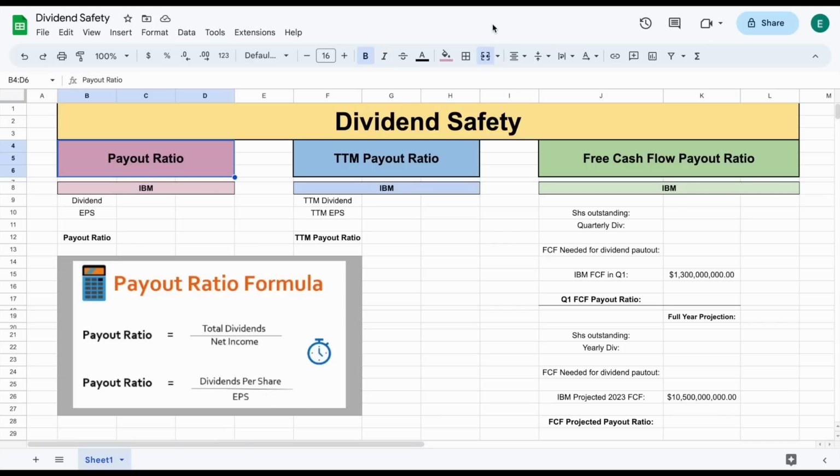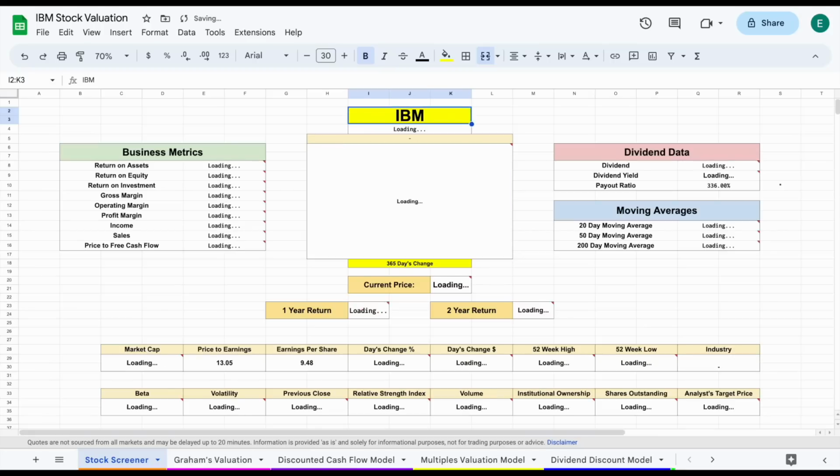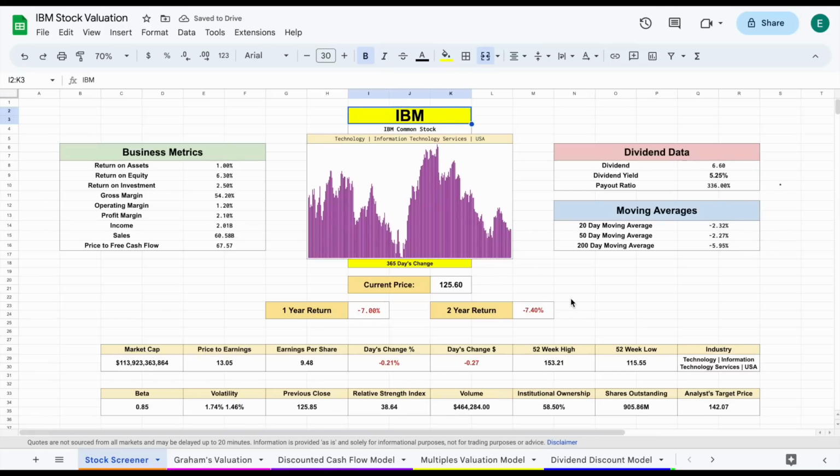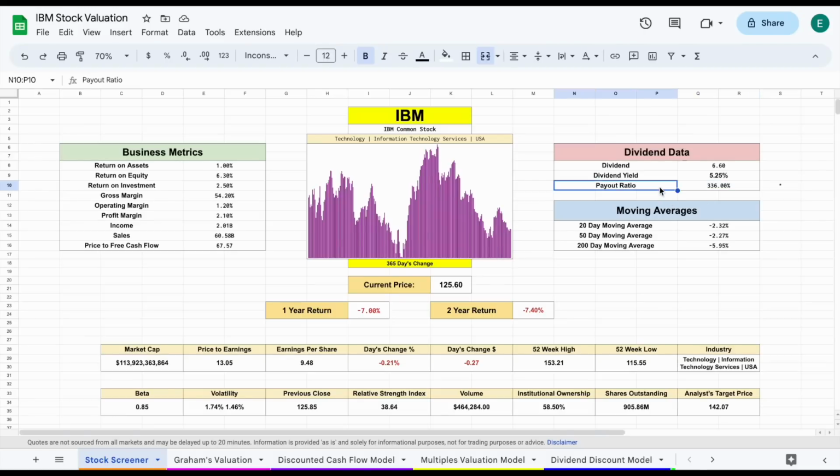So let's go ahead and look at an example. We'll jump into my stock valuation spreadsheet and come up here and plug in IBM and hit enter. And you can see all of this data will load in. Now, if we come over here, we can see IBM, according to this spreadsheet, has a payout ratio around 336%. So if you see this, your first thought is going to be, oh wow, that is way too high. These dividend payments are definitely not sustainable.